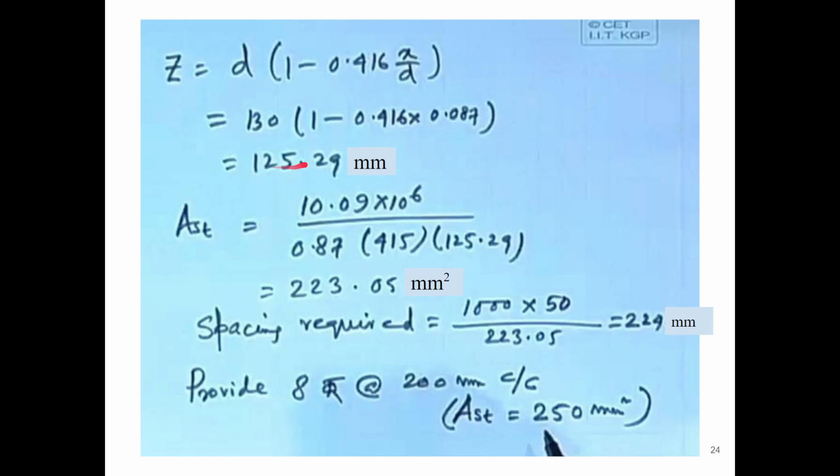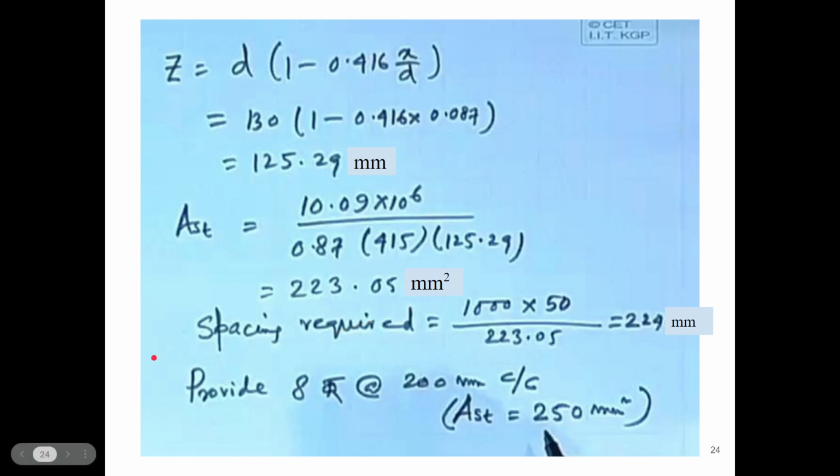Which comes to be 125.29 millimeter. And Ast will therefore be Mu by 0.87 fy z. Putting the values, we get 10.09 into 10 to the power 6 by 0.87 into 415 into 125.29. That comes to be 223.05 mm square.